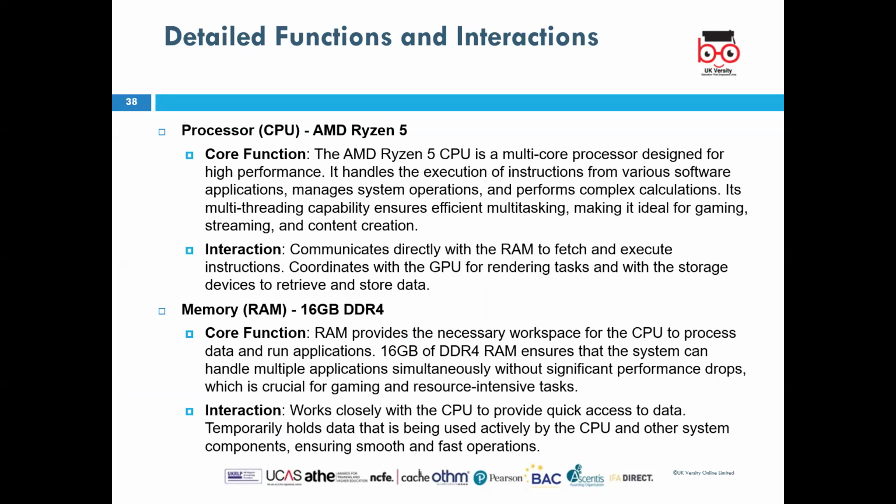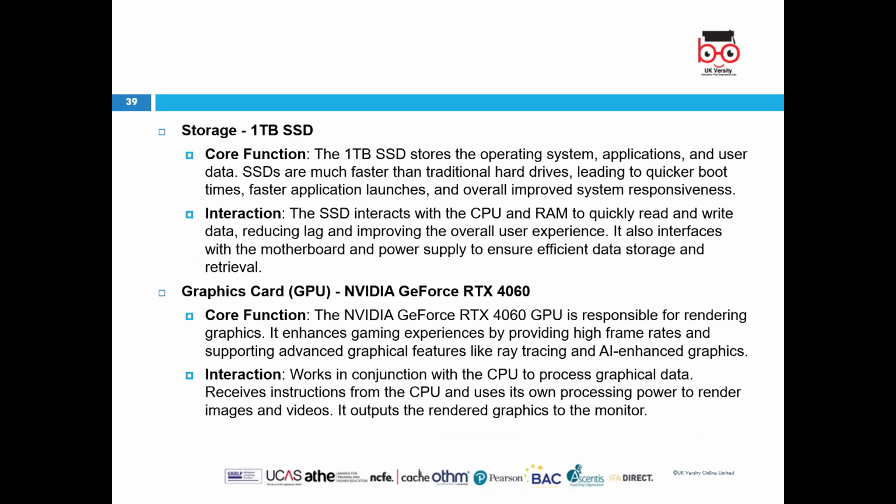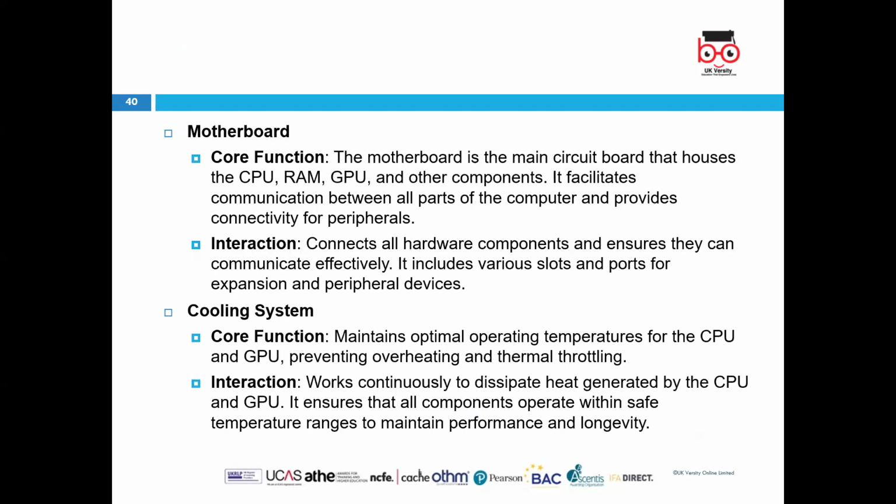Memory, with the 16GB RAM, will have higher speed, and we can now store more data in a quick amount of time. Then we have 1 terabyte of storage, which allows us to install as many applications as we want because we do have enough space. And also with the excellent graphics card, we now have a better resolution of our image.